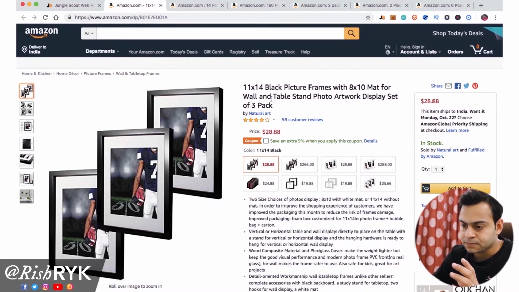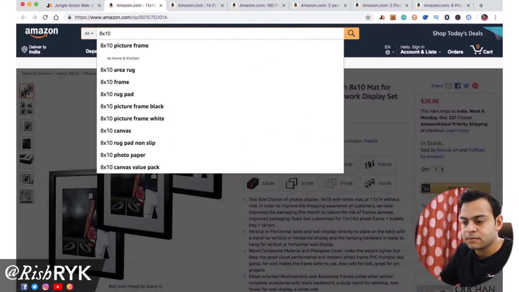Alright, so the second product was a black picture frame of 8x10 size, right? With photograph frames, I think people usually search with the size itself. So the broadest keyword could be a keyword with one of these size attributes. I think the broadest keyword would be 8x10 picture frame.